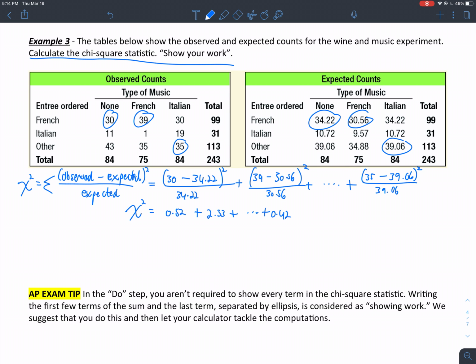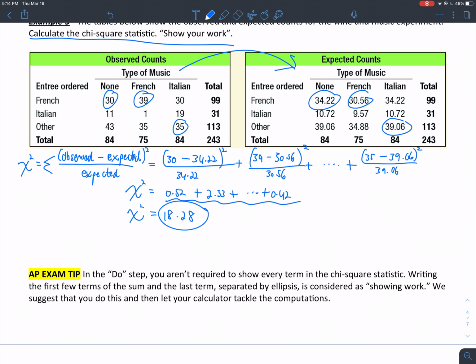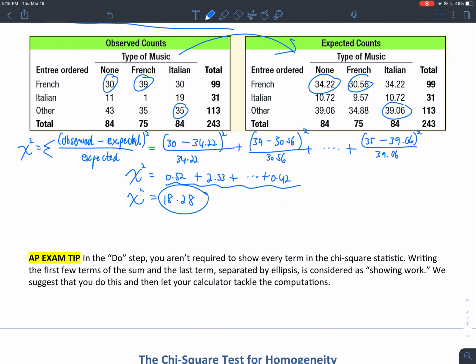And then finally you get chi-square is 18.28. Now, I'll make a separate video to show you how to do this on your calculator, and it's beautiful. It goes from your observed counts, gives you the expected counts, and gives you this, and so life is good. It's not that difficult. Like I said, I think the only thing you might have to do a little bit manually by hand is to show those three numbers. So it says on the AP exam, in the do step you aren't required to show every term. Guess what? We just did that.